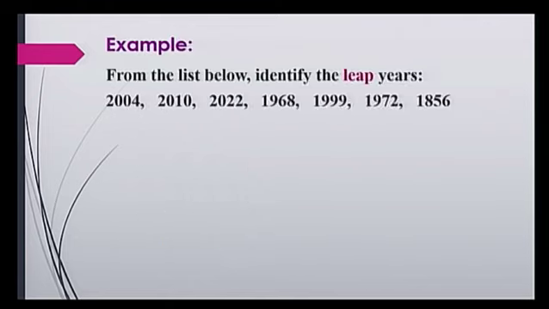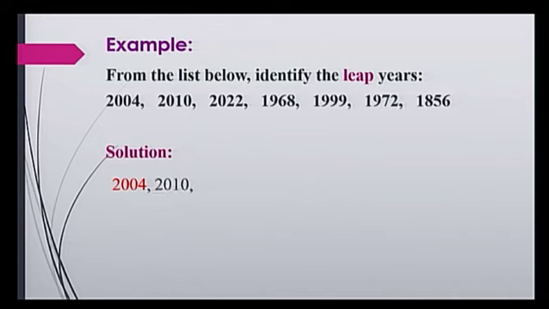Another example. From the list below, identify the leap years. Remember, for leap years, the last two digits should be exactly divisible by 4. So if I consider the first one, 2004, the last two digits will be 04, and 4 is exactly divisible by 4. So 2004 is a leap year. Now for 2010, 10 will be the last two digits, and 10 is not exactly divisible by 4. So 2010 is not a leap year, but rather a common year.